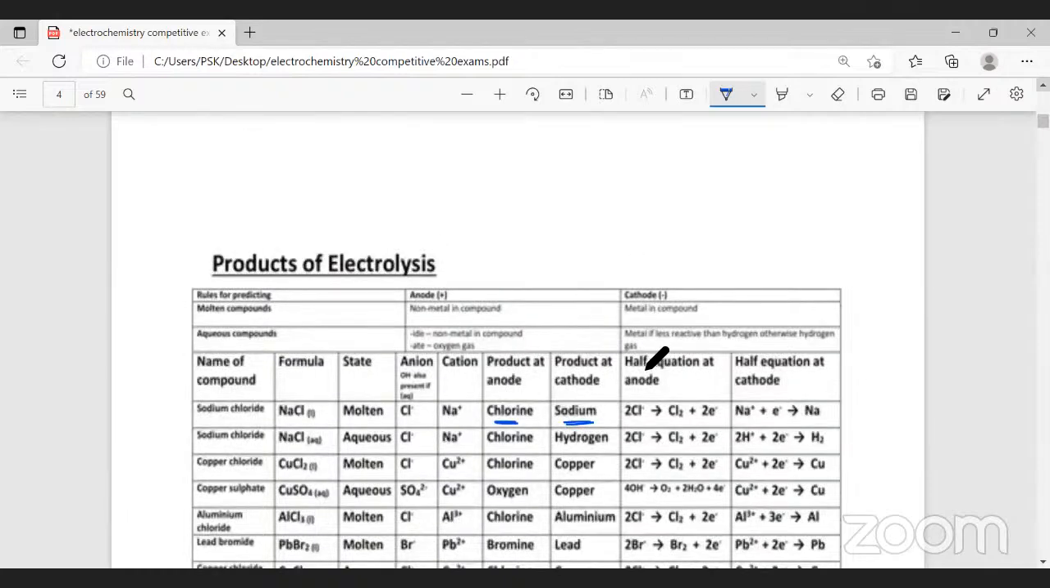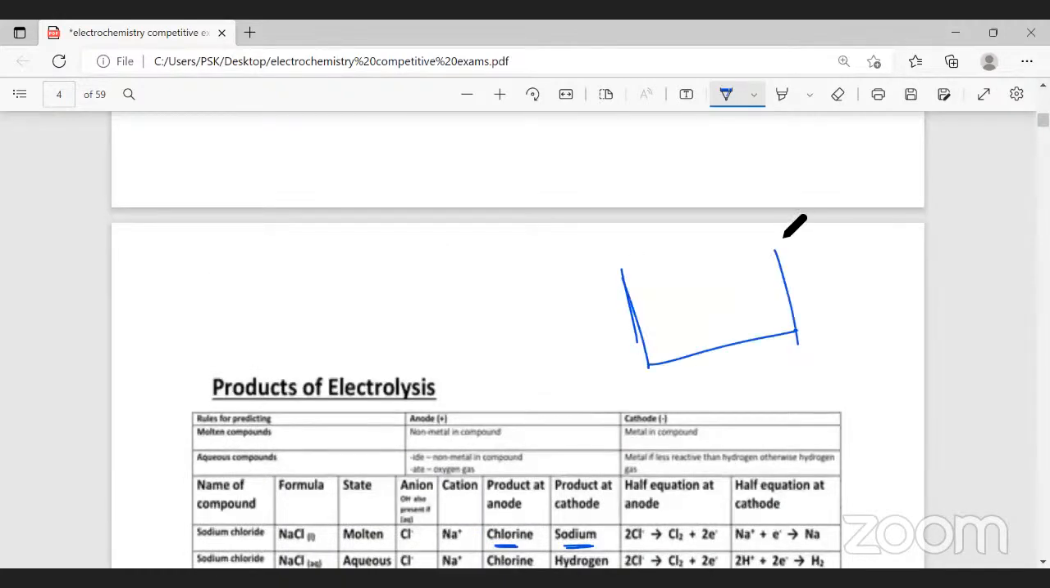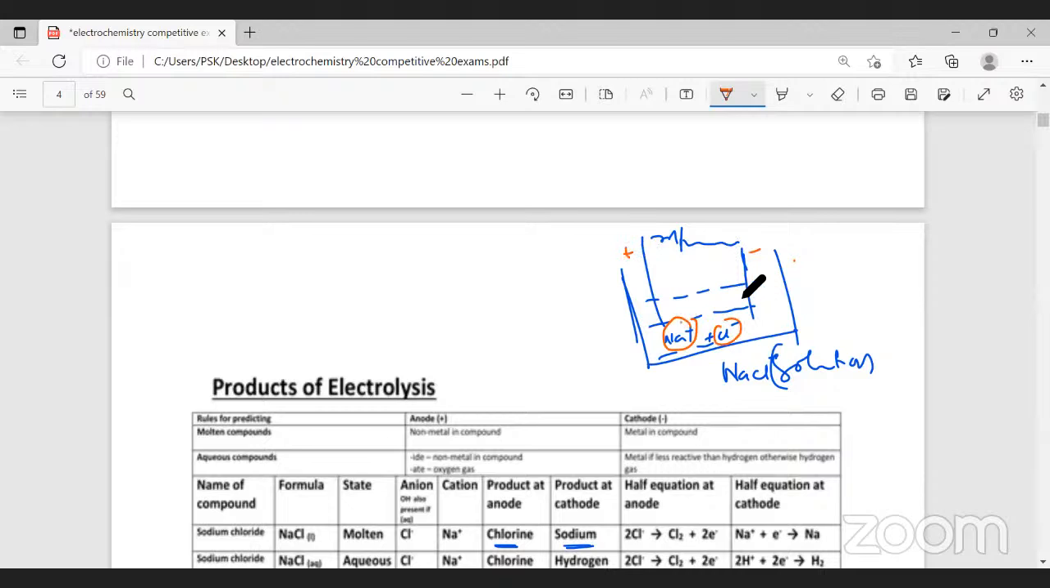I explained this, but anyway, we will learn it one more time. I have sodium chloride solution, and we have two electrodes connected to the power supply. Now, sodium chloride will dissociate to form Na plus and Cl minus. So you'll have Na plus ions and what? Cl minus ions. This is the anode and this is the cathode. Na plus will move towards the cathode. Cl minus will move towards the anode.